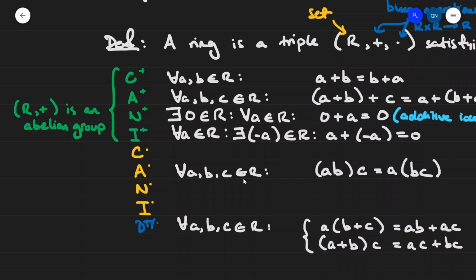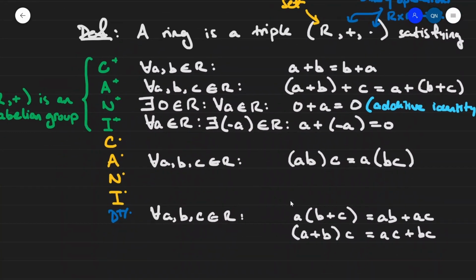Note that we need these two at the moment because we haven't assumed that multiplication is commutative, which means ab might not necessarily be equal to b times a. So in the most general definition of a ring, this is what we have. There are only 6 axioms over here.